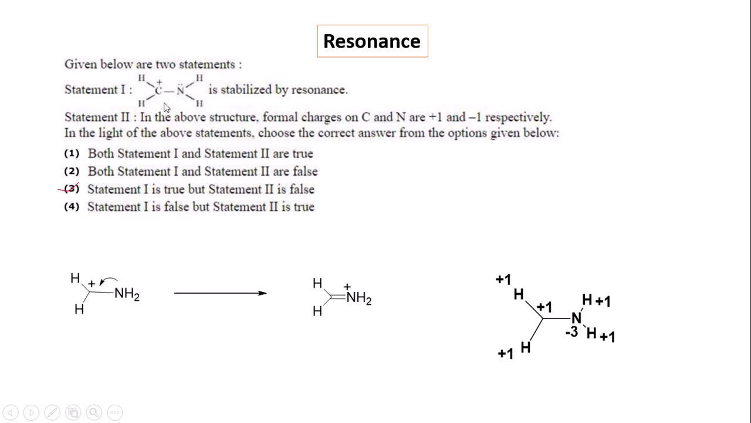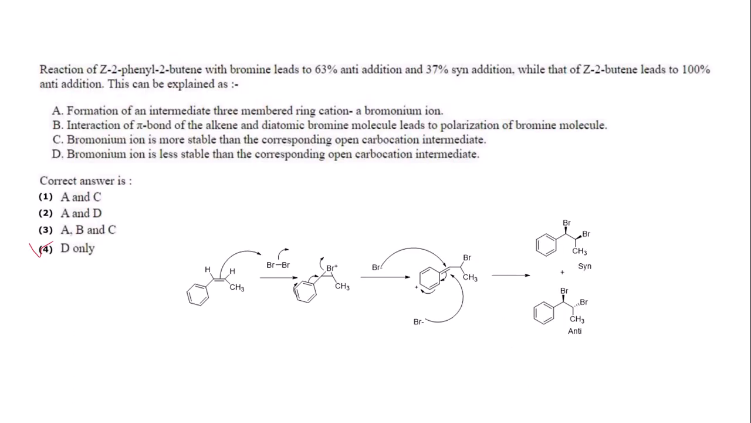And these are the problems where there are two statements. Statement 1 says the species can be stabilized by resonance. This is true because the nitrogen lone pair can interact with the vacant p orbital and produce a stable carbocation. The formal charge concept is wrong here. The carbon and nitrogen are stated as +1 and -1 respectively, but if we calculate the formal charge on the substrate, the carbon atom contains a +1 formal charge, but the nitrogen atom contains a -3 formal charge. So statement 2 is wrong, that is, statement 1 is true but statement 2 is false.